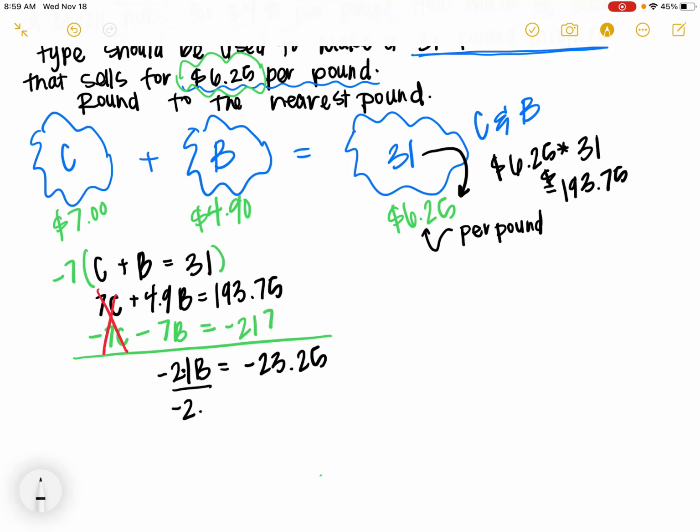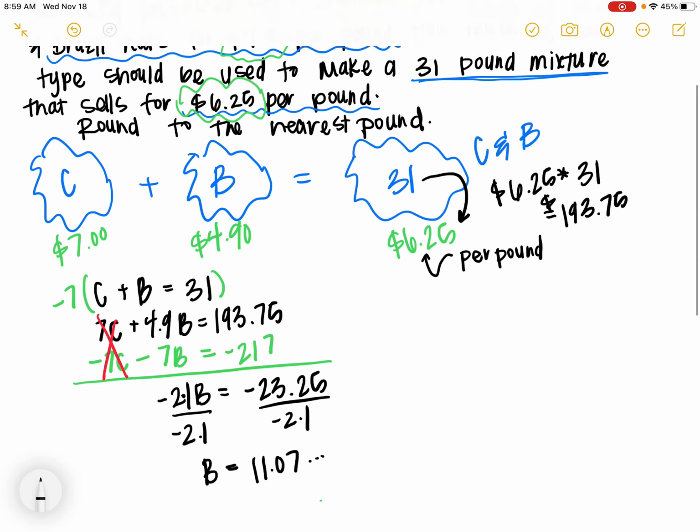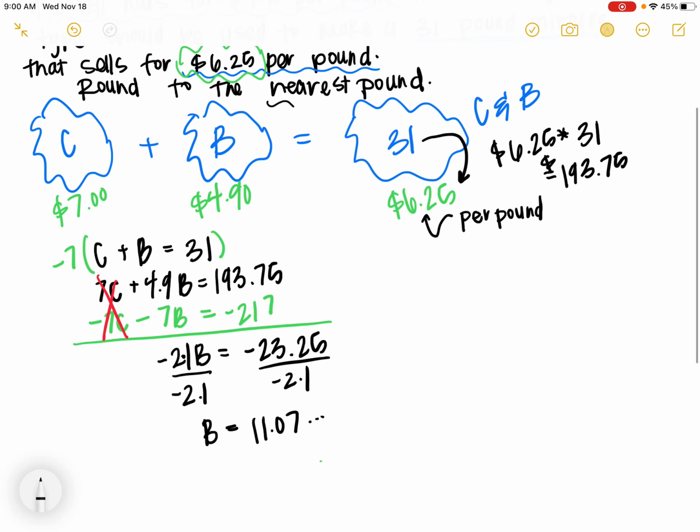Divide by that -2.1, so B equals 11.07 and so on, which we're rounding to the nearest pound. So that means we have approximately 11 pounds of Brazil nuts.